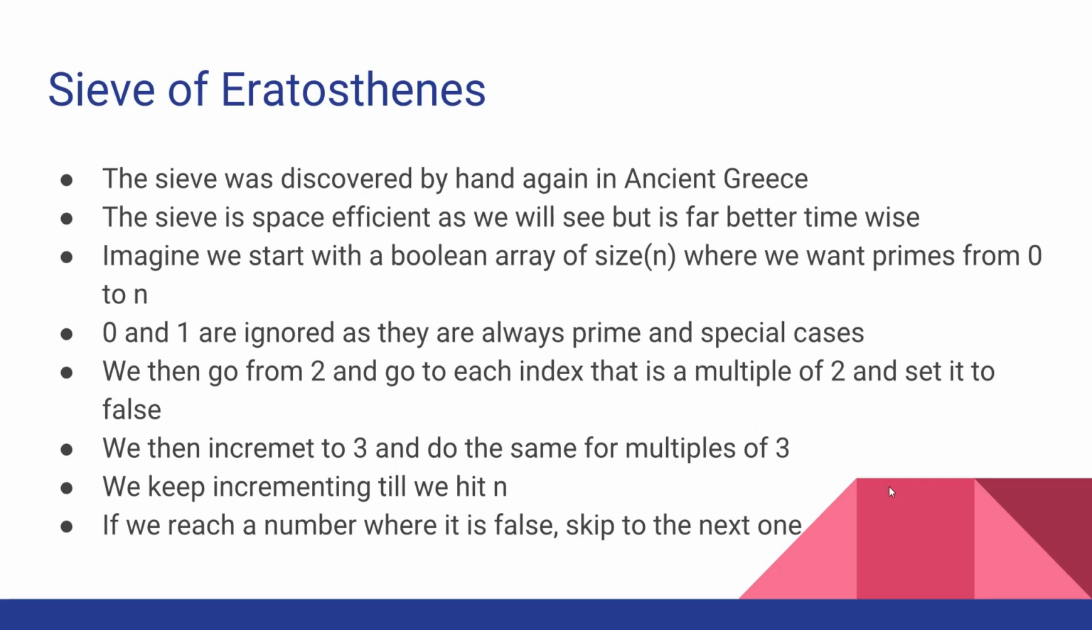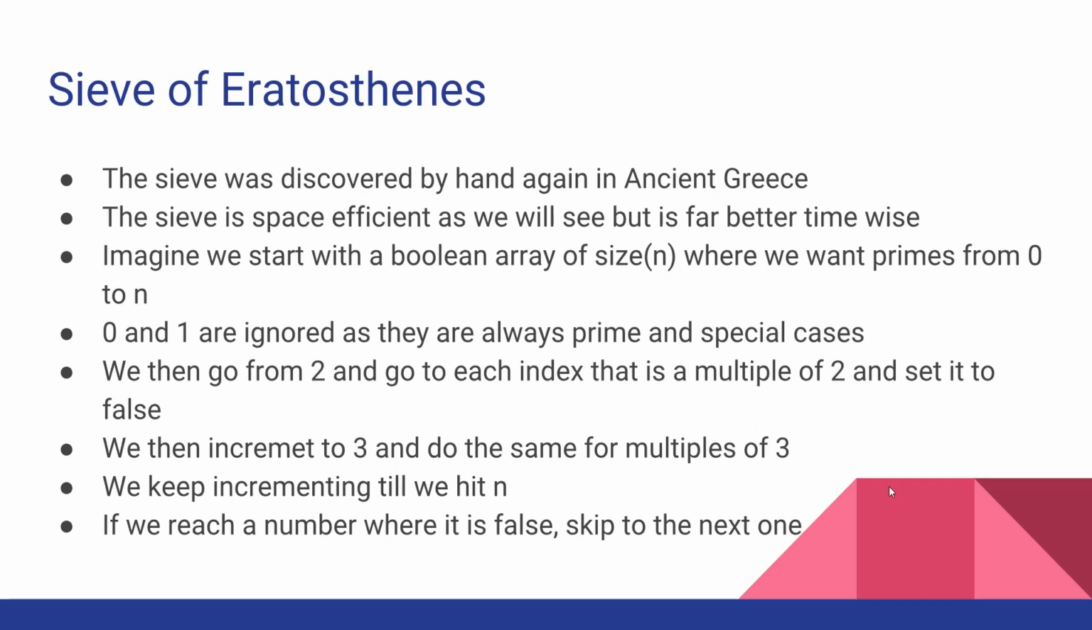We then start at 3, and we do the same thing for multiples of 3. So 3 is going to be set to false, 6 is going to be set to false, but 6 was already false, so we can skip over that. The assumption here is that if the value at an index is already false, we ignore it. We won't try to reset it to false because it's already false, so don't waste your time. So we do the same thing for multiples of 3, and we keep on eliminating numbers.